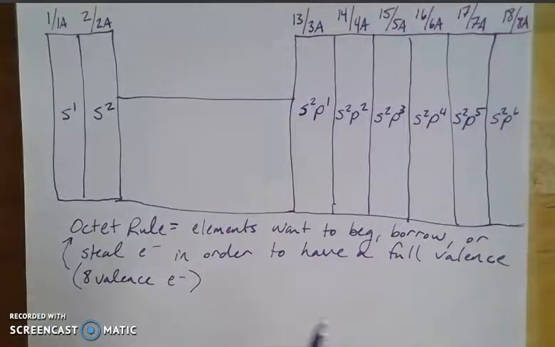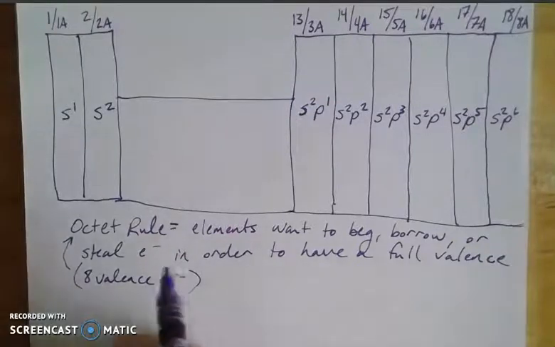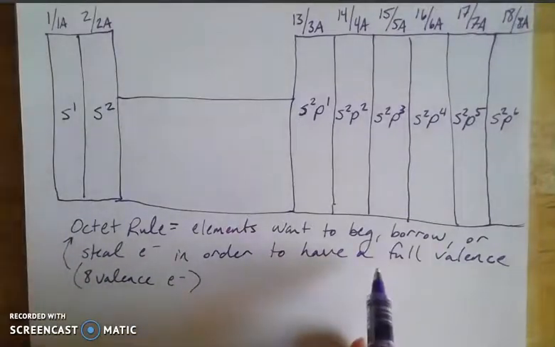So they're either going to, and I say beg, borrow, steal, what I really mean is that they're either going to pull electrons away from something else, so they're going to beg for them. They're going to borrow electrons from someone else. Maybe they're going to share them. Or they're going to steal electrons from someone else, and maybe they're going to grab them, right? So we have this combination of: I'll either give them up, I will share them, or I will take them, right?